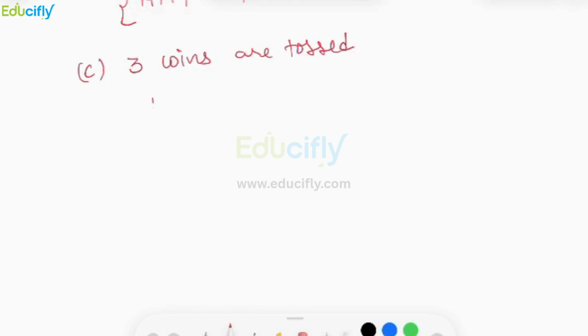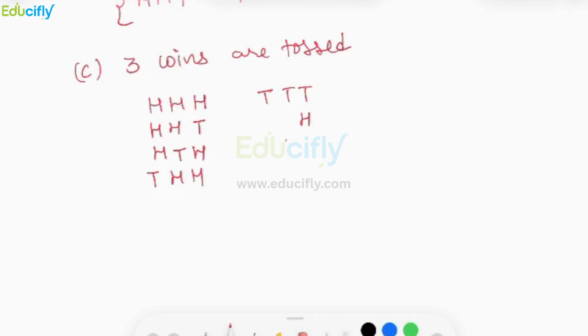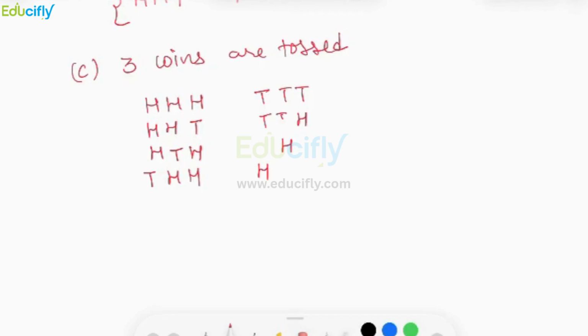So firstly, write head, head, head. Okay. Then take the diagonal and write T, T, T. Okay. And in the leftover places, you write H. Now, again, you try it with the tail, tail, tail. So this is tail, tail, tail. Now in the diagonal, I'll be putting head like this, and in the leftover places I'm putting T.